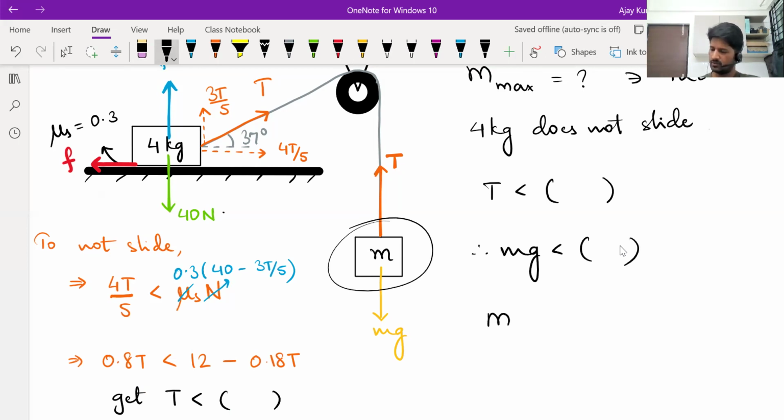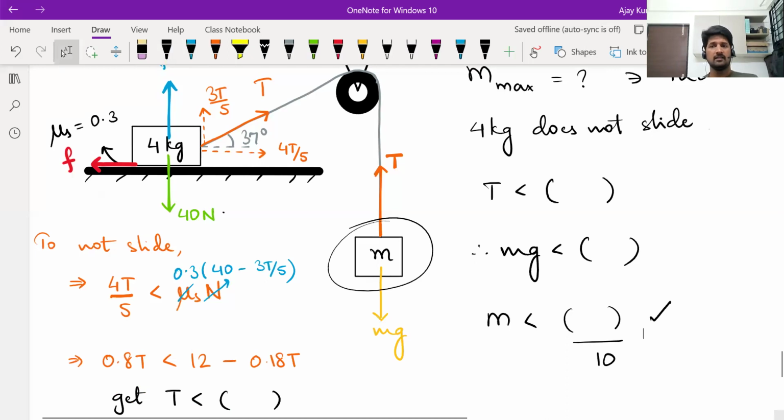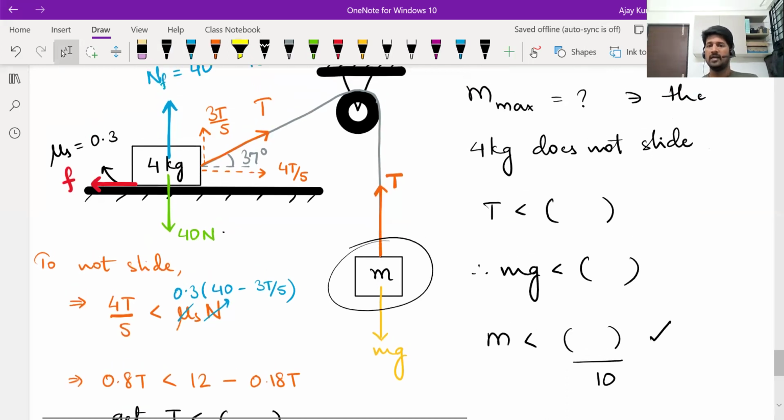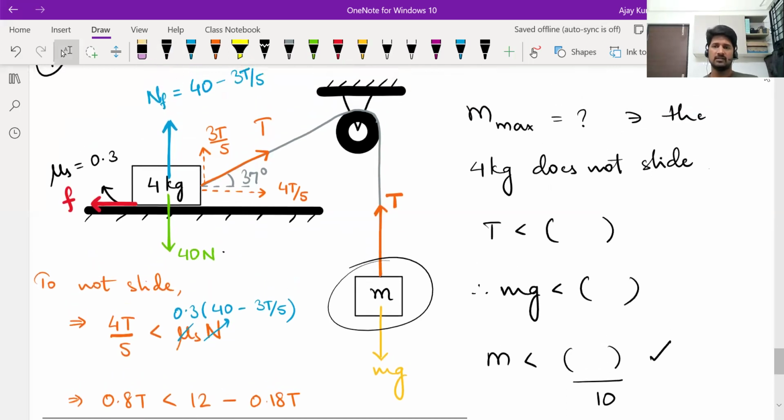G is 10. So m less than that value divided by 10. So mass should be less than this. That's the answer. Okay. You fill those blanks, you complete it later. But did you all understand the idea or not? The question was to find out maximum mass m such that the 4 kg does not slide.